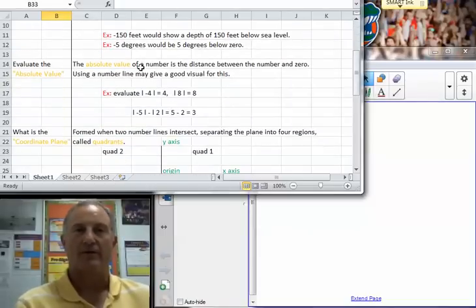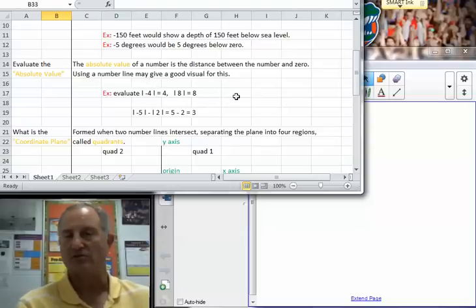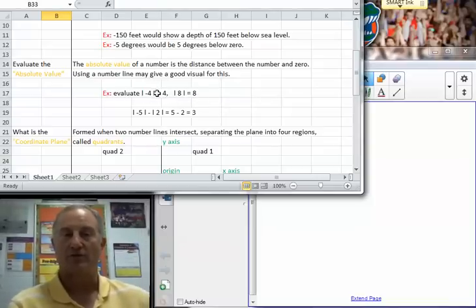So how do we evaluate the absolute value? The absolute value of a number is the distance between the number and zero. Using the number line may give a good visual for this, and I'll show you some examples at the end. If you want to find the absolute value of negative 4, it's going to be positive 4. You want to find the absolute value of 8, it's 8, because it's 4 units from 0 to 4, whether it's negative 4 or positive 4, and same with the 8. You're 8 units from 0.